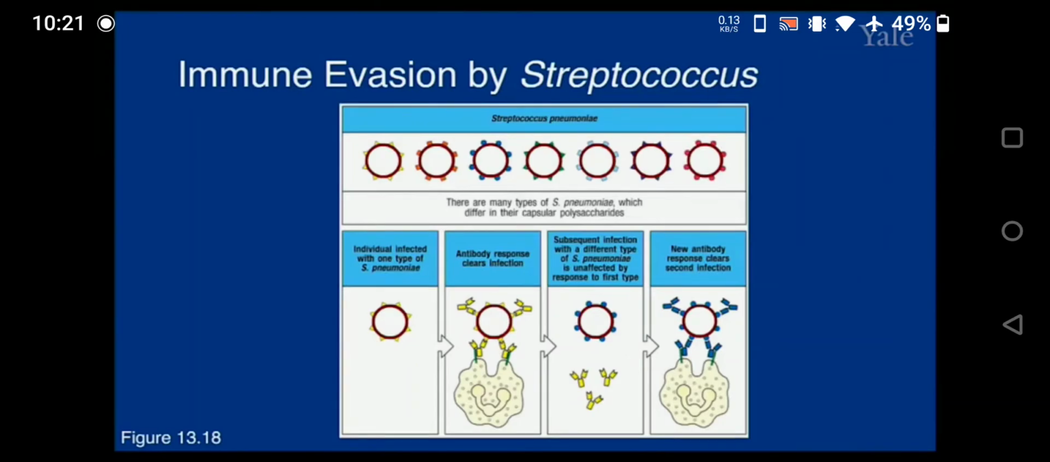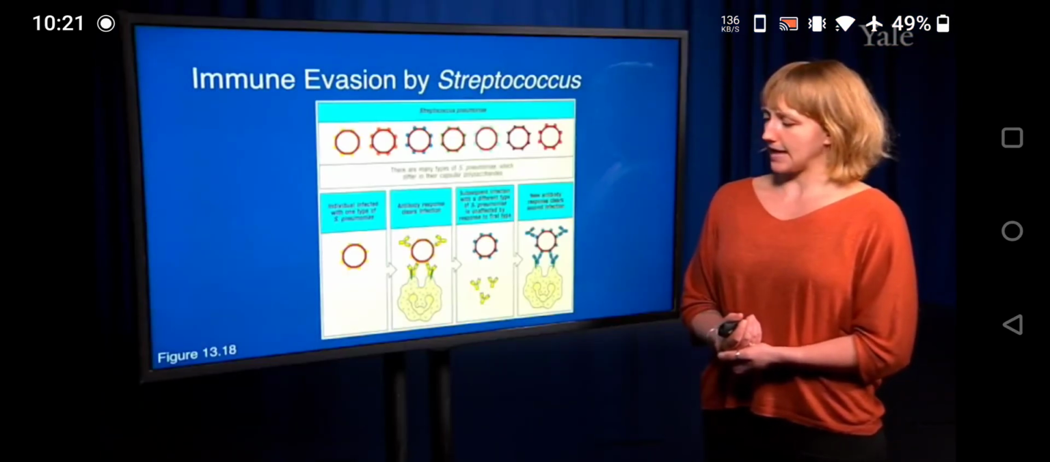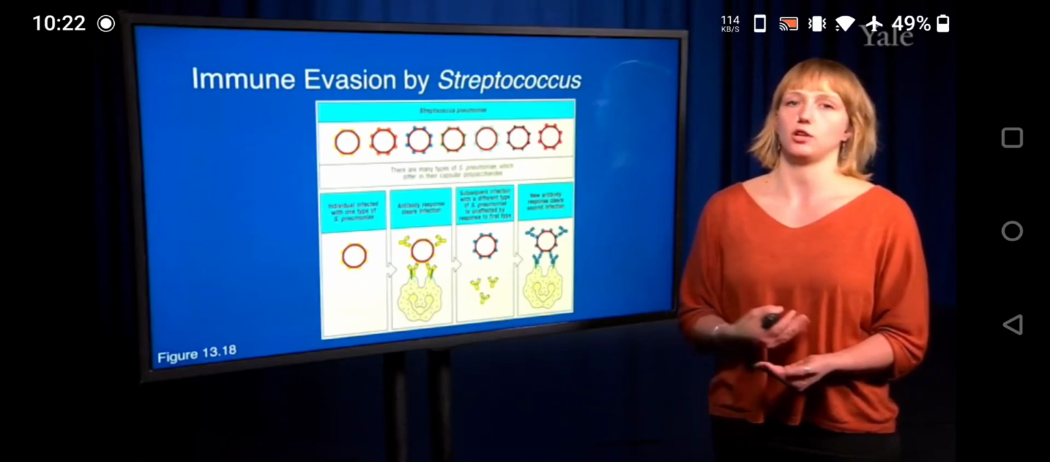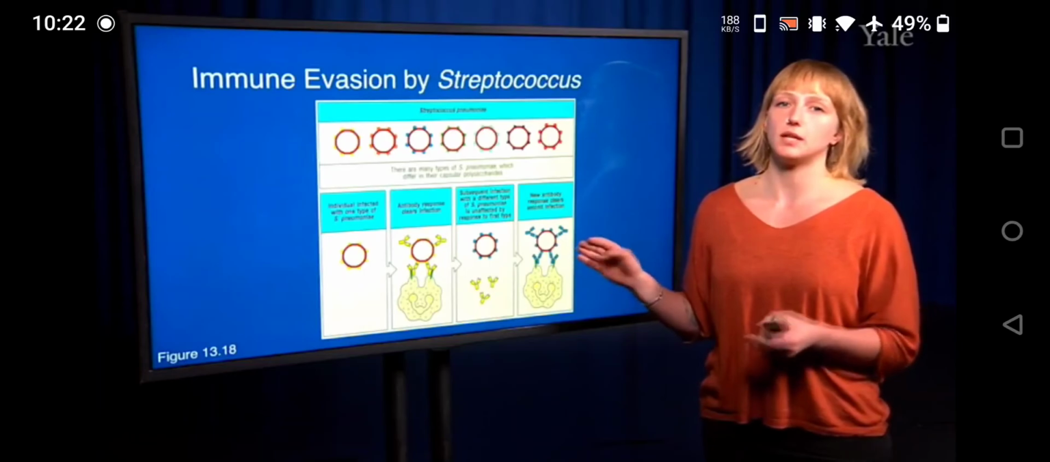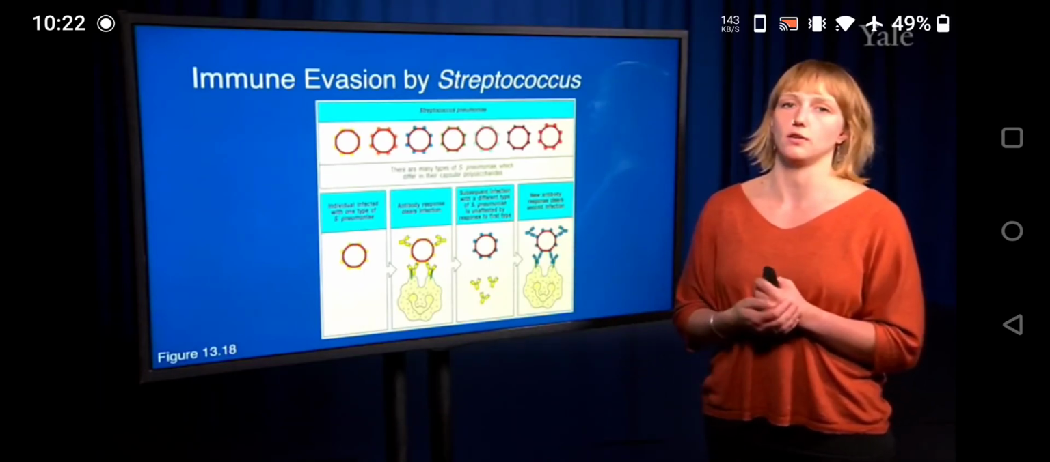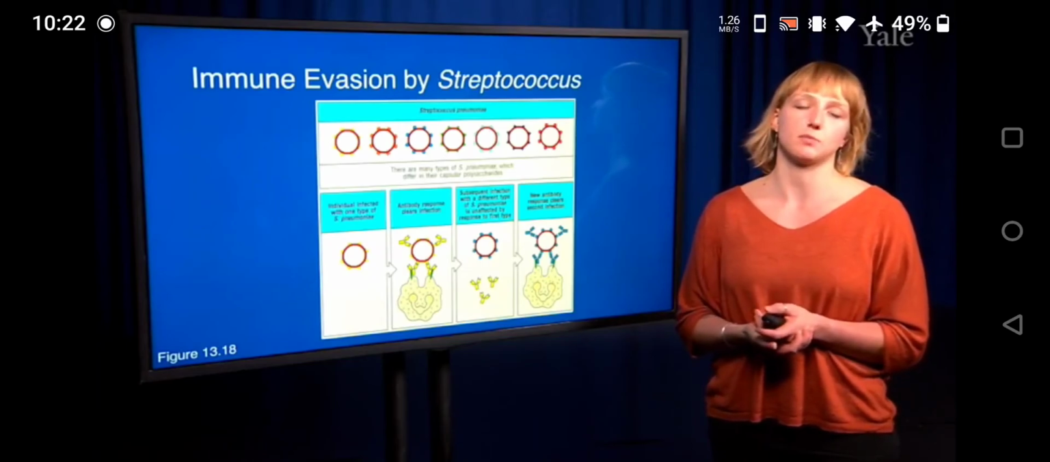So when an individual is infected with one type of strep, an antibody response to the infection will clear that infection. However, when a different type of strep infects that same individual, the antibodies that were generated in the first immune response cannot be active against this infection. So then you need to have another wave of adaptive immunity against the new strain. As adaptive immune responses take a couple weeks to be generated, this lag time between the infection and the generation of new antibodies allows for the establishment of an infection.